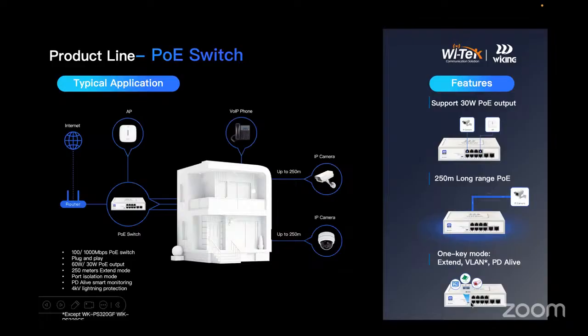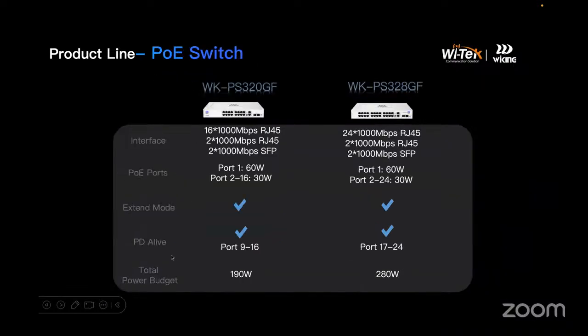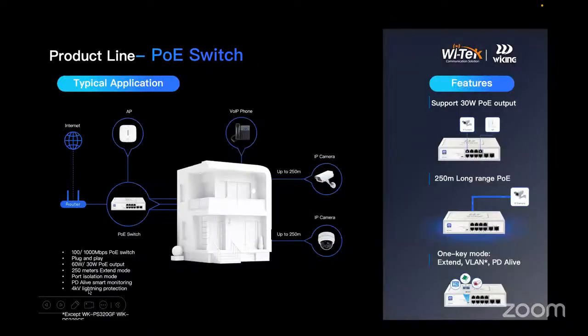And here we use a DIP switch. You can see extend mode, VLAN mode, PD mode. PD mode is a PoE watchdog. And here we are adding 4K lightning protection, so it's no problem for rainy days.